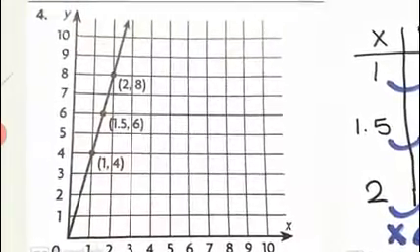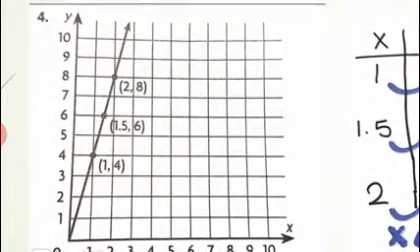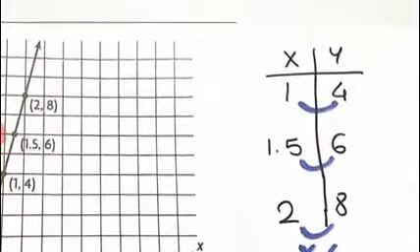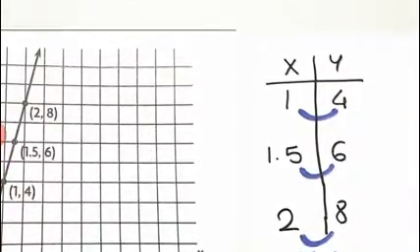Now the last exercise. We have the points (1, 4), (1.5, 6), (2, 8). We say that the first number is the x, the second number is the y. We write it on a table. 1, 4, 1.5, 6, 2, and 8. Which operation do we have between x and y? We can make times 4.